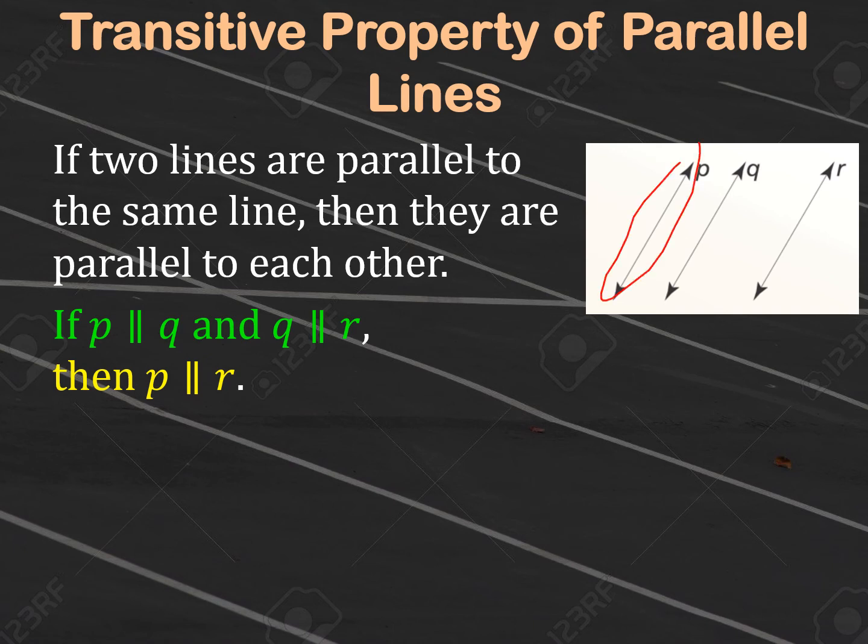So if P and Q are parallel, and Q and R are parallel, then P and R have to be parallel to each other. So two lines parallel to the same line have to be parallel to each other. So if P is parallel to Q and Q is parallel to R, then P has to be also parallel to R. That's the transitive property of parallel lines.